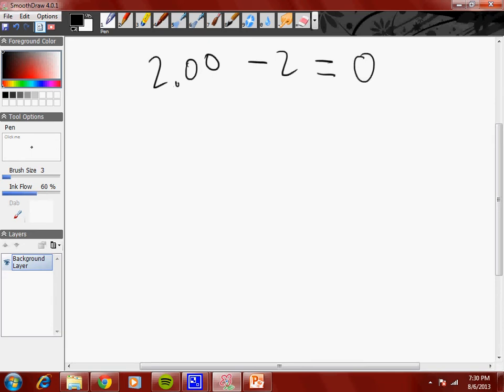So let's say we have 2.00 and we're subtracting 2 from it, right? When this is happening, you would end up getting a solution of 0.